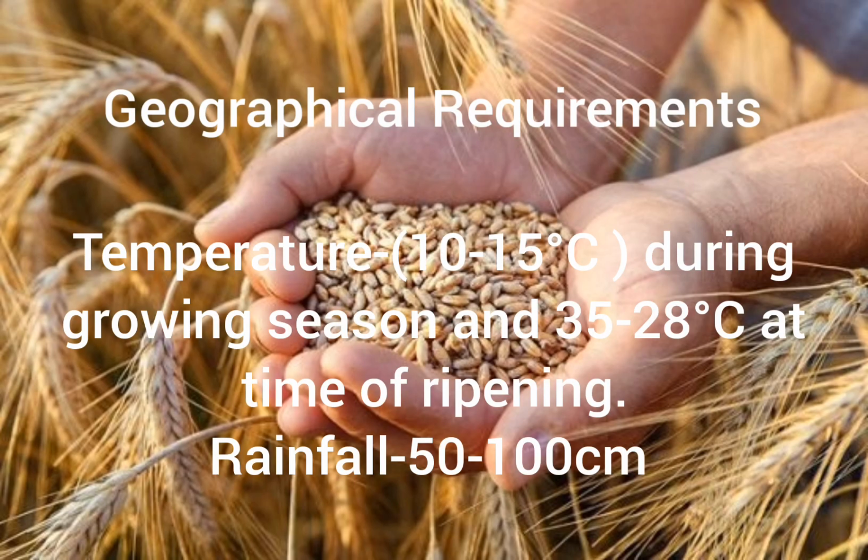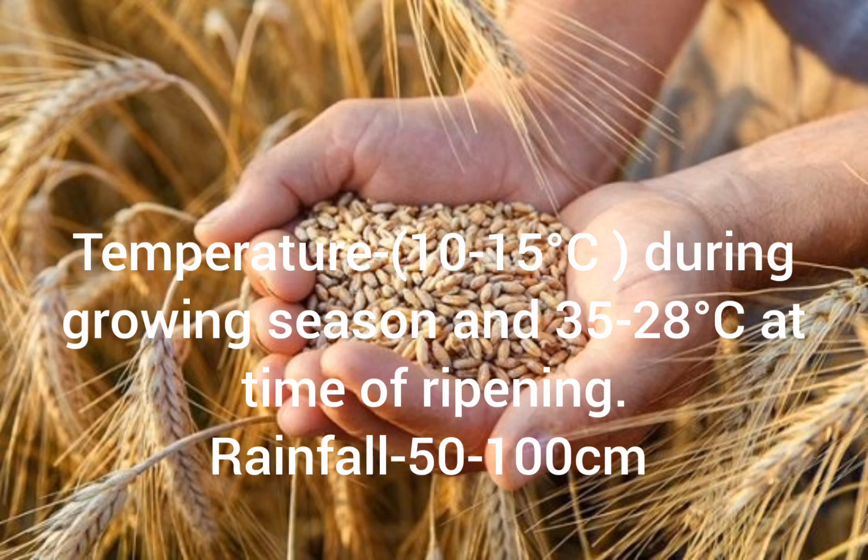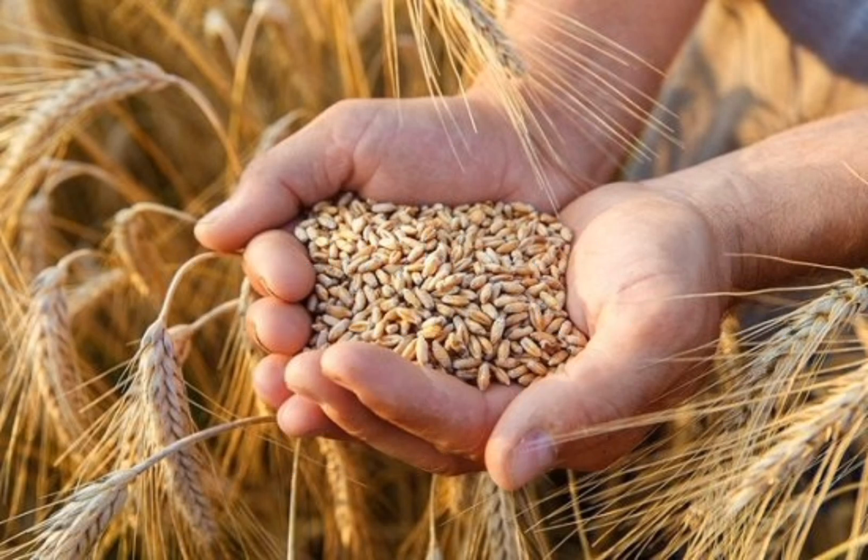Geographical requirements for wheat cultivation. Wheat grows well in those regions which have cooler, temperate climatic conditions. It requires a moist climate with fertile soil, and grows very well in alluvial soil with moderate rainfall. The temperature requirement is between 10 degrees centigrade to 15 degrees centigrade in the growing season and 25 degrees centigrade to 28 degrees centigrade at the time of ripening.